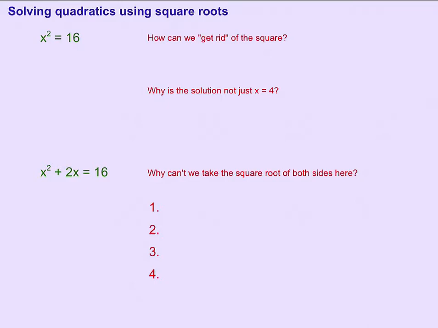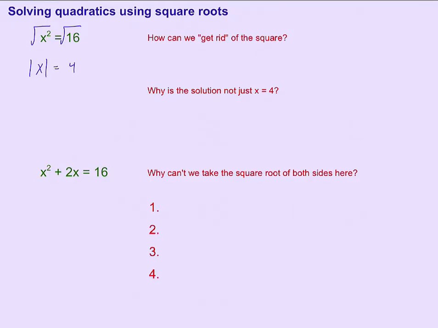If you have x squared equals 16, meaning you have the x squared already by itself, the way you get rid of the square is by doing its opposite. So we would take the square root of both sides. But there's a catch to this. The square root of x squared is not just x. The square root of x squared, as we learned last unit, is the absolute value of x.